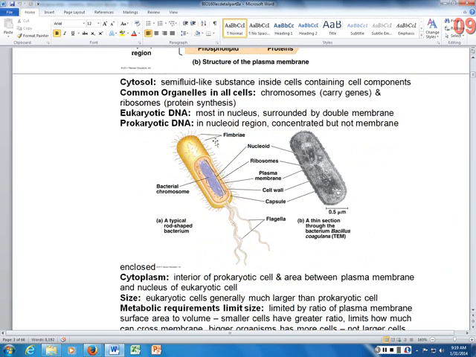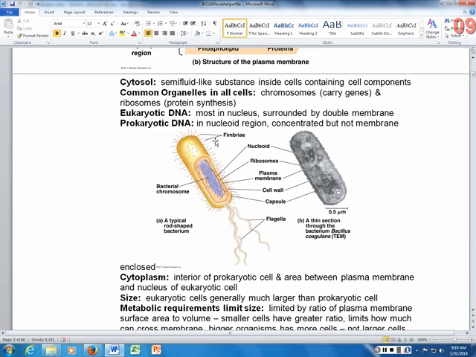Inside, you're going to have the cytosol, which is a semi-fluid substance that will contain the cell components. Some of the more common organelles that you'll have in all cells: all of them are going to have chromosomes that carry the genes. All of them are going to have ribosomes. Which other organelles it has will depend on what kind of cell it is.